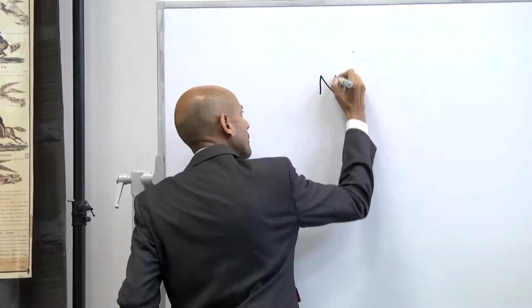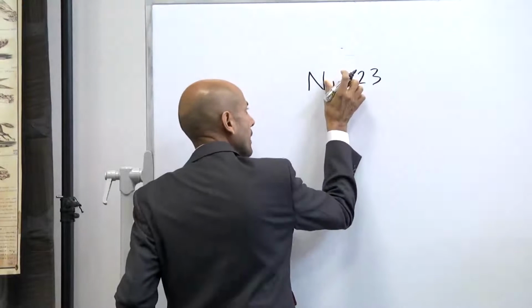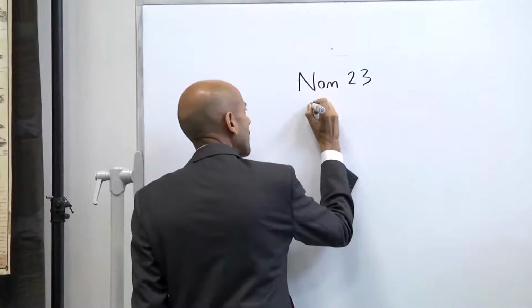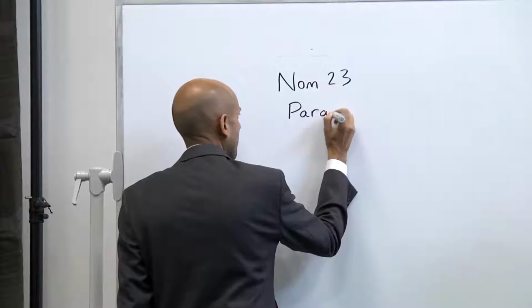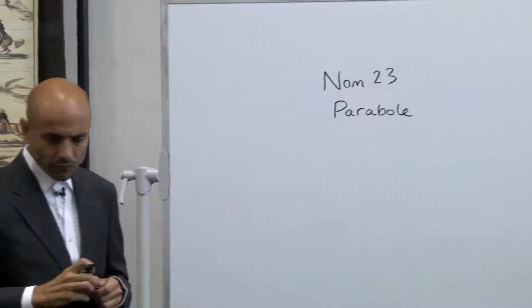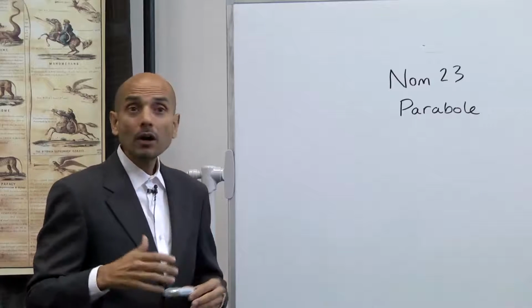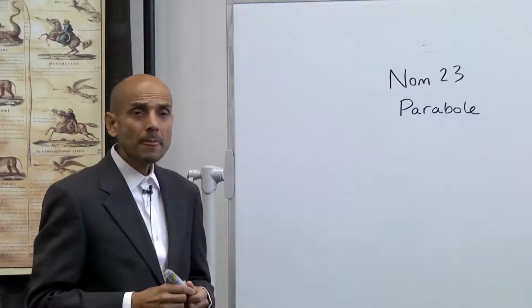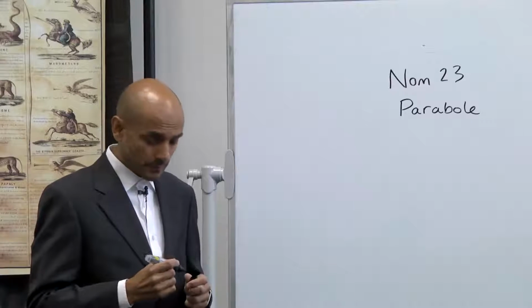We're in Numbers 23. And in Numbers 23, it says that Balaam spoke a parable. Now that parable that he speaks is about God's people, Israel. And he spoke to the people that are alive.